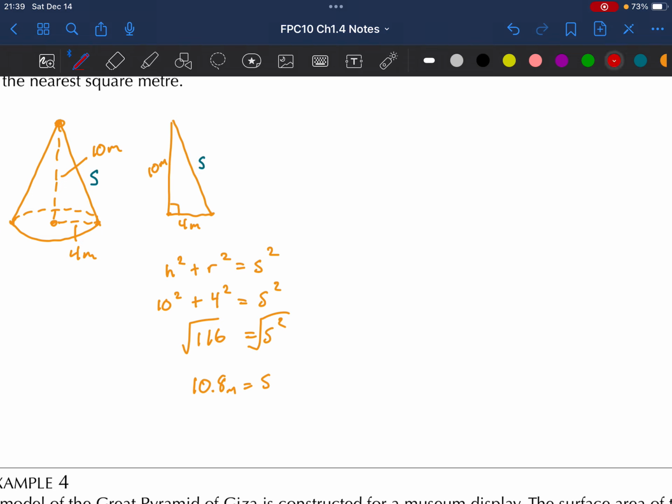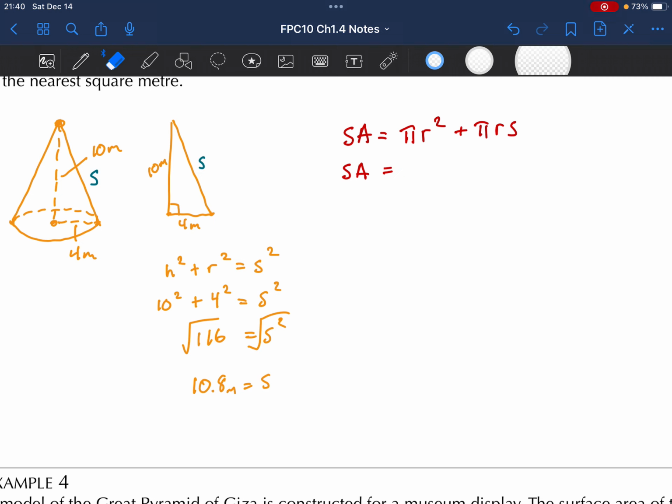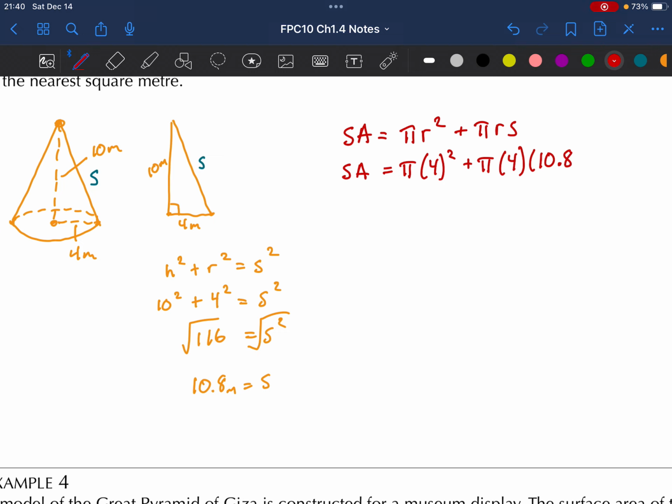All right, once I've got that figured out, surface area is equal to pi r squared, that's the base shape, plus pi r s. So now I fill in my formulas. Pi, nope, that's pi, not 4. The 4 comes next. Pi times 4 squared plus pi times 4 times 10.8.